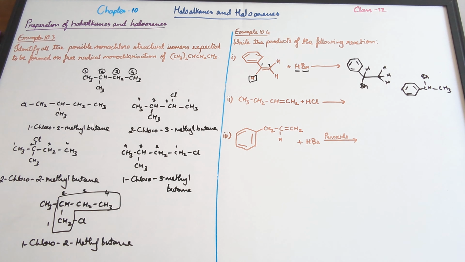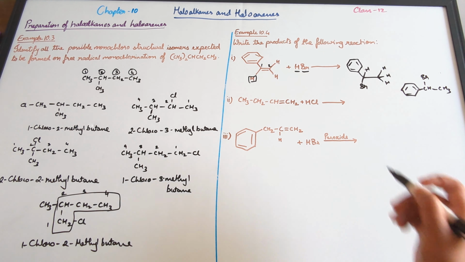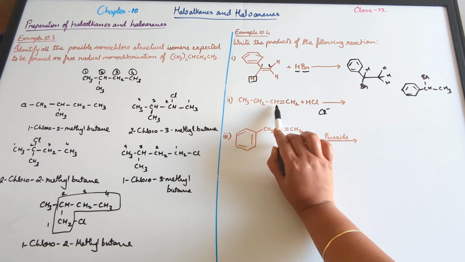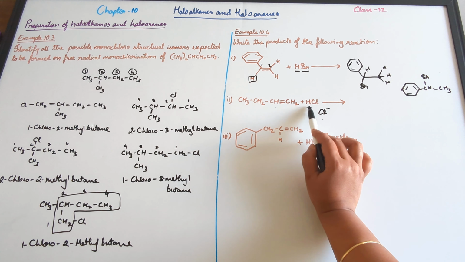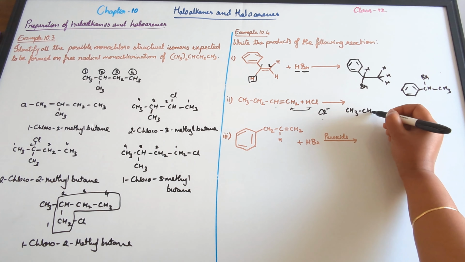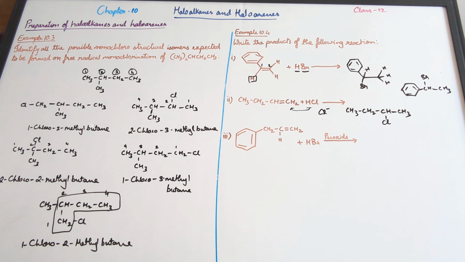The second one, the same principle applies to this one as well. Here, Cl minus is the negative part of the reagent. You have a carbon atom having just one hydrogen, whereas this one has two hydrogen atoms. So chlorine will get attached to this one, whereas the hydrogen is going to get attached to this one. So CH3, CH2, CH, CH3, Cl. That's it.